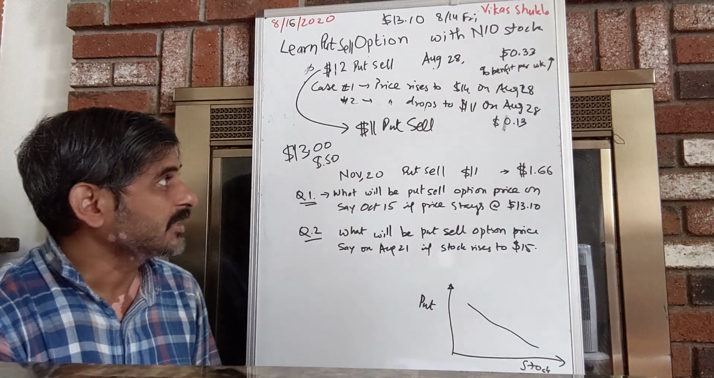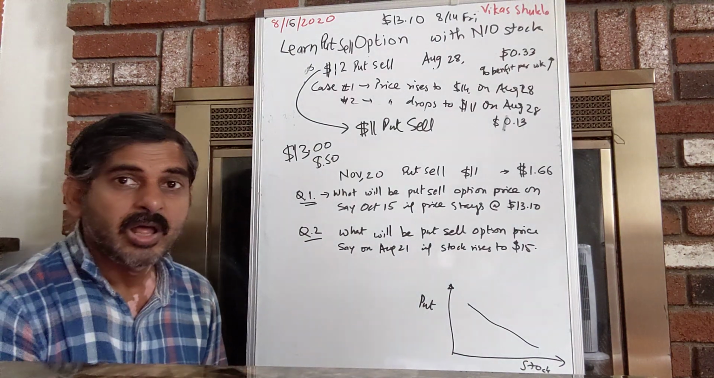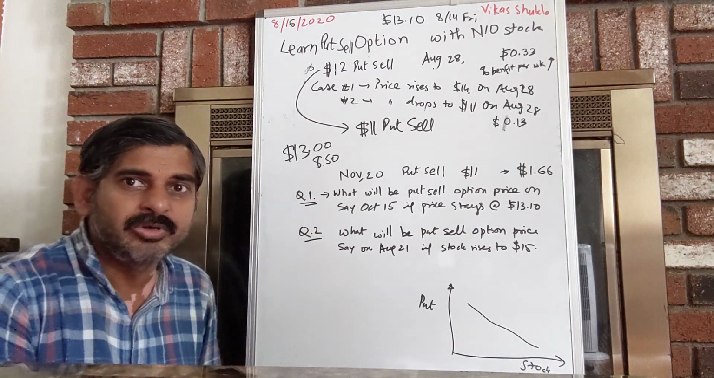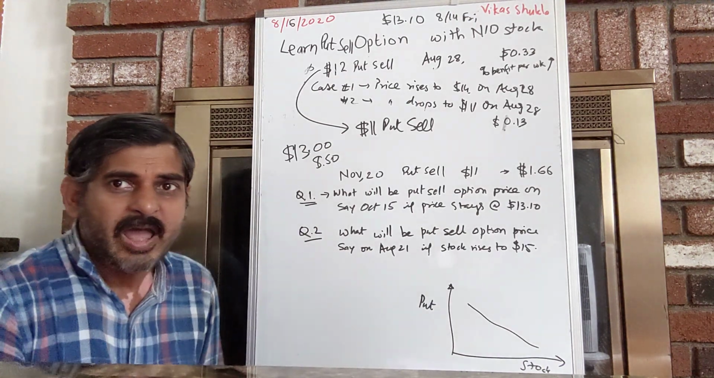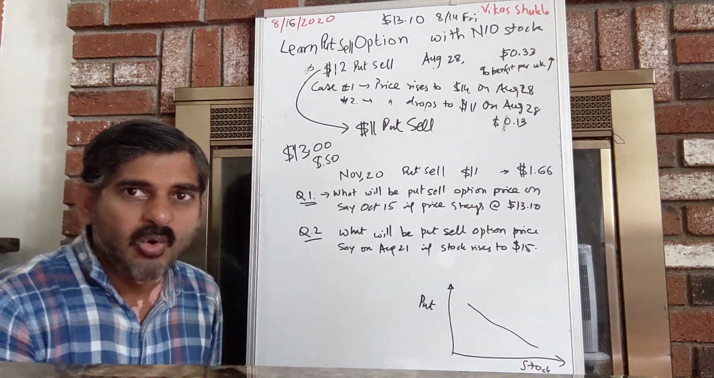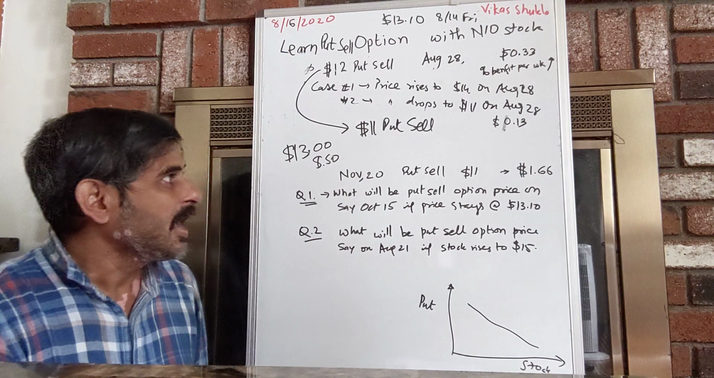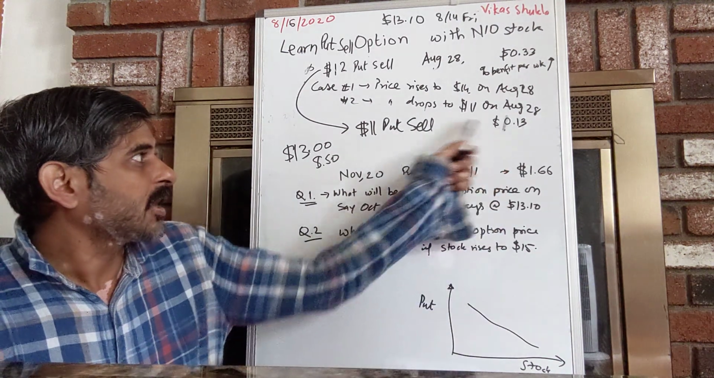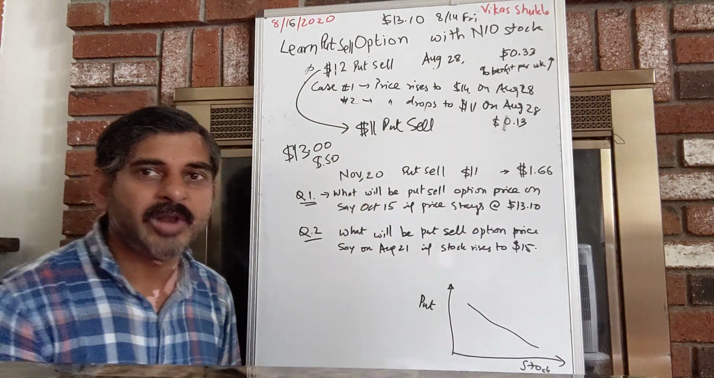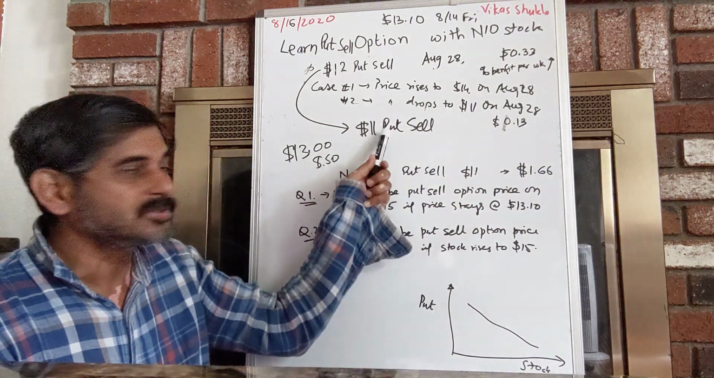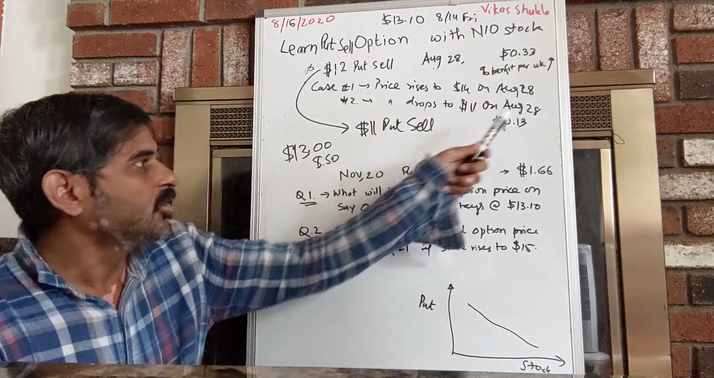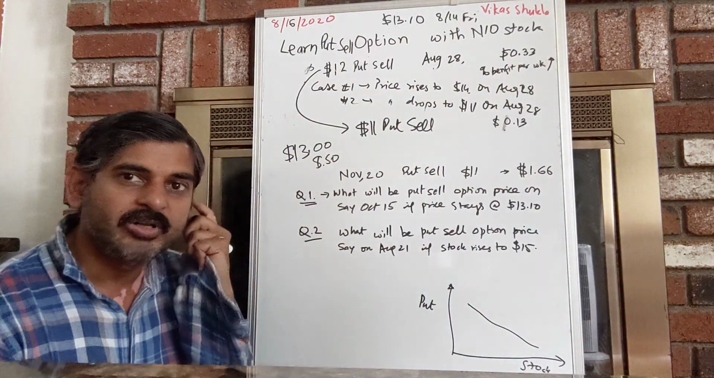So think about it like this. As a seller, as a put seller, I want to be able to buy that stock at a lower price. Obviously, I will get a much lower price if that strike price does not hit. So the lower the price you go, the lower is the premium for that.